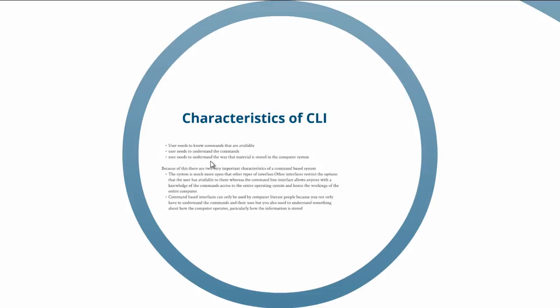A system is much more open than other types of interface. Other interfaces restrict the options that the user has available to them, whereas the command line interface only allows anyone with a knowledge of the commands access to the entire operating system and hence the workings of the computer. So anyone who has knowledge of commands can access the whole of the operating system and the entire computer's workings.